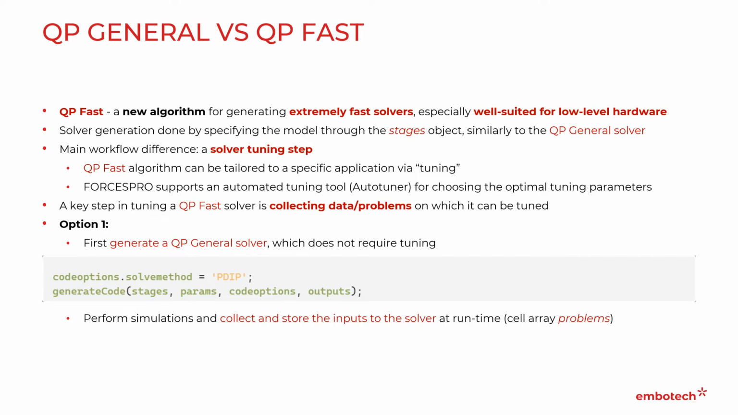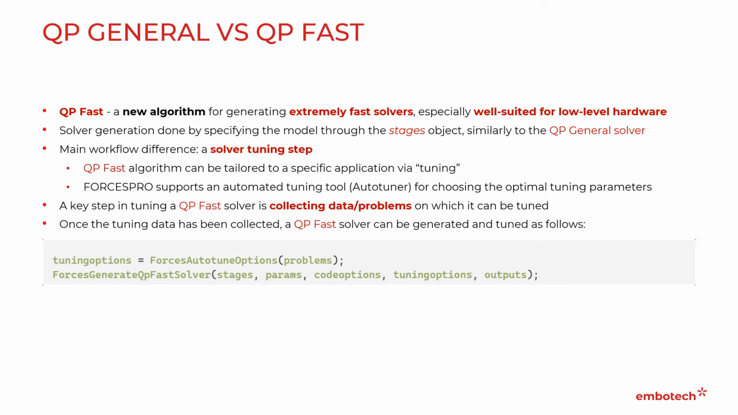Option 1 is comprised of generating a QP General solver, which does not require tuning, followed by performing simulations and collecting and storing the inputs to the solver at runtime. Option 2 would be to obtain the tuning data directly from simulating the existing dynamical model. Once the tuning data has been collected, a QP Fast solver can be generated and tuned as follows.